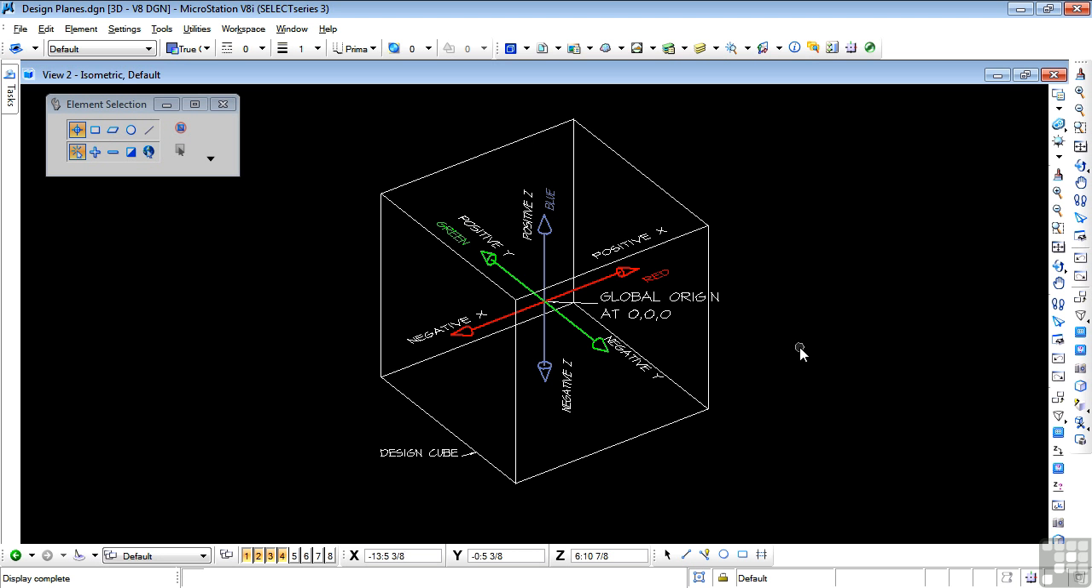So let's move on to the next video where I'll describe what you see and why you see elements in the 4 different standard views.